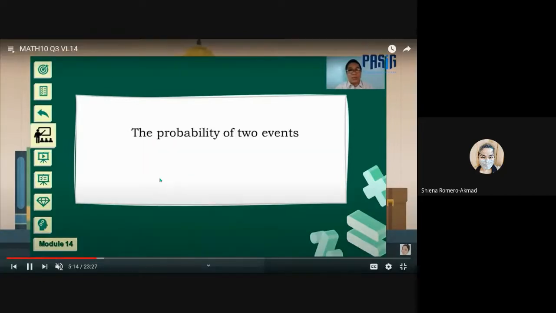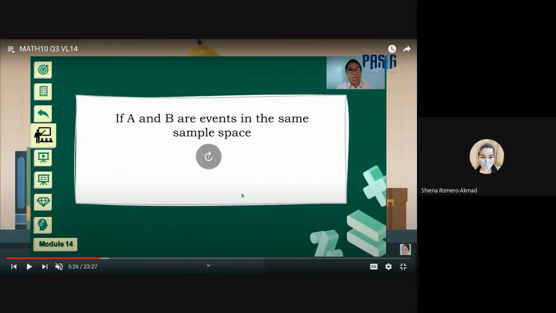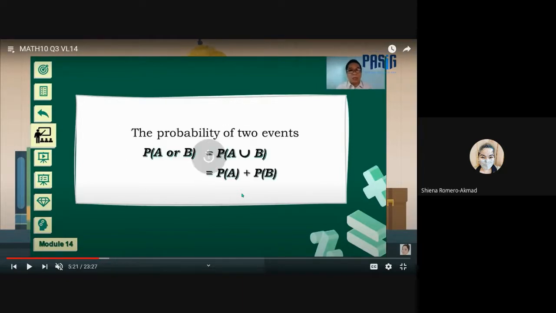The probability of two events can be A or B. That's probability of A or B. Pwedeng 5 or 6. And ang gagawin natin for us to get the probability of two events is to simply add them. Okay? And that will happen kapag walang common events. When we say common events, walang common elements yung dalawa.